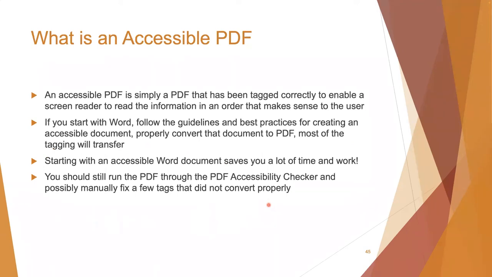Well, I shall tell you. An accessible PDF is simply a PDF that has been tagged correctly to enable a screen reader to read the information in an order that makes sense to the user. Okay, it's pretty much the same definition as an accessible Word document. If you start with Word, follow the guidelines and best practices for creating an accessible document and properly convert that document to PDF, most of the tagging will transfer.